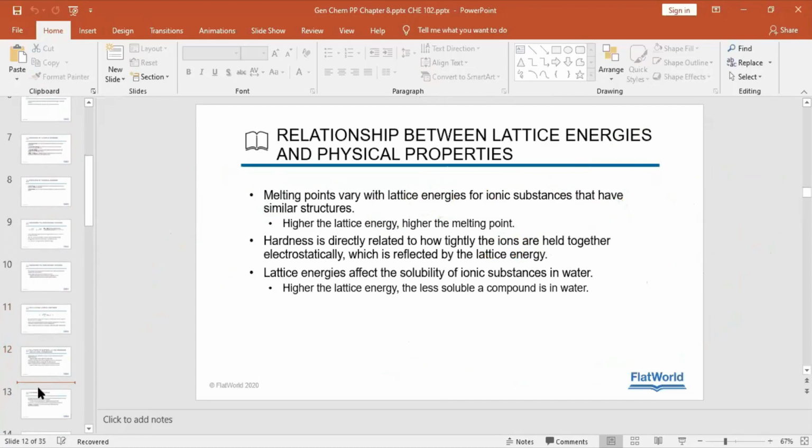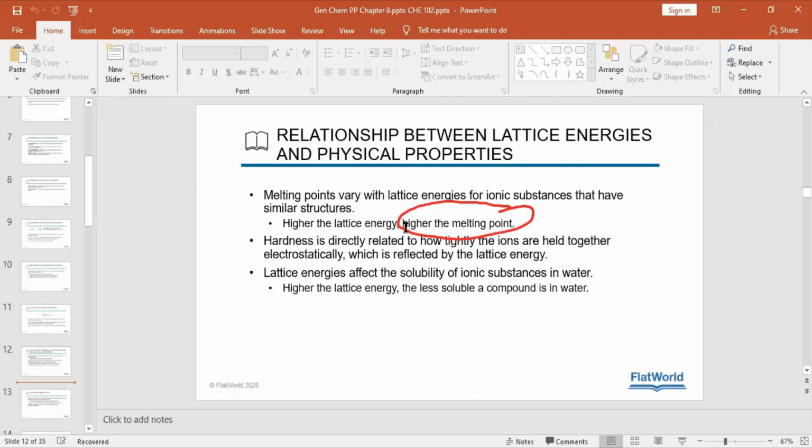Yes, this is what I'm talking about here: the relationship between lattice energies and physical properties. Why do we need to know the lattice energies? Melting points or boiling points vary with lattice energy for ionic substances that have similar structures. The higher the lattice energy is, what is the prediction? It is going to have a higher melting point.